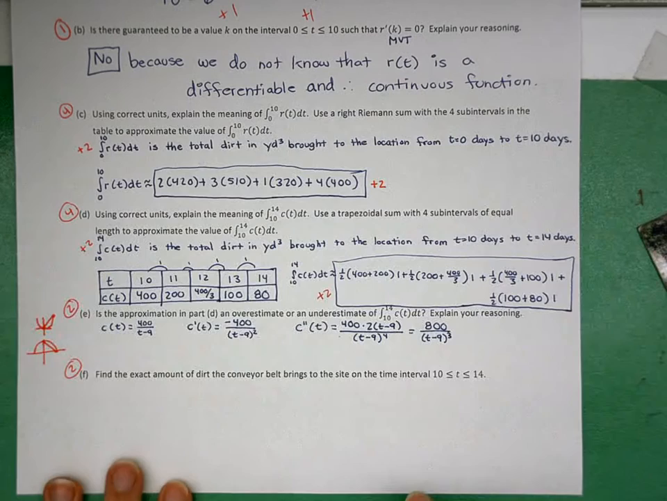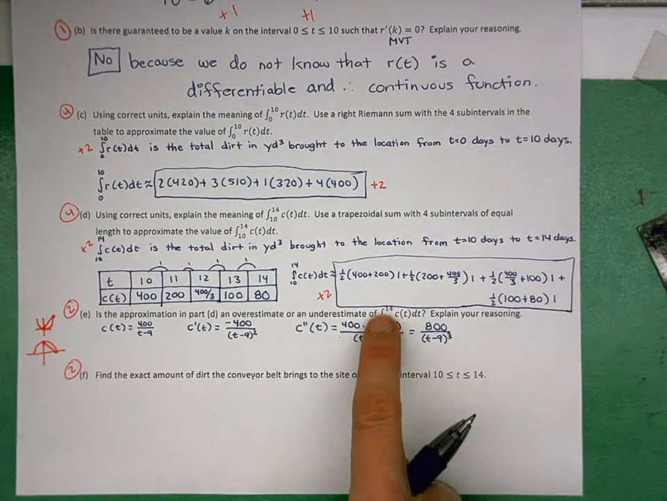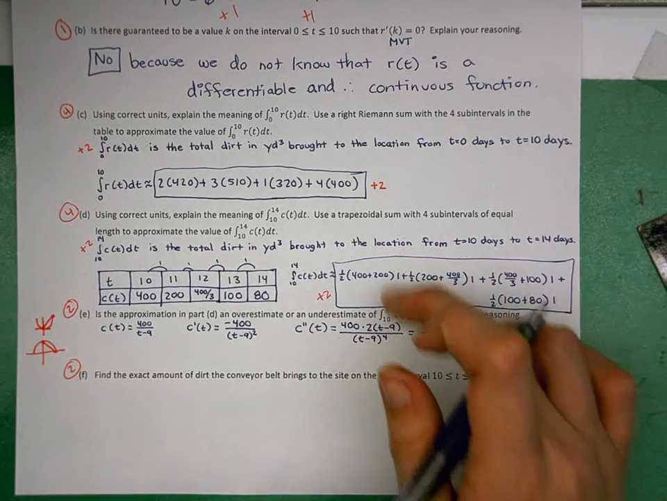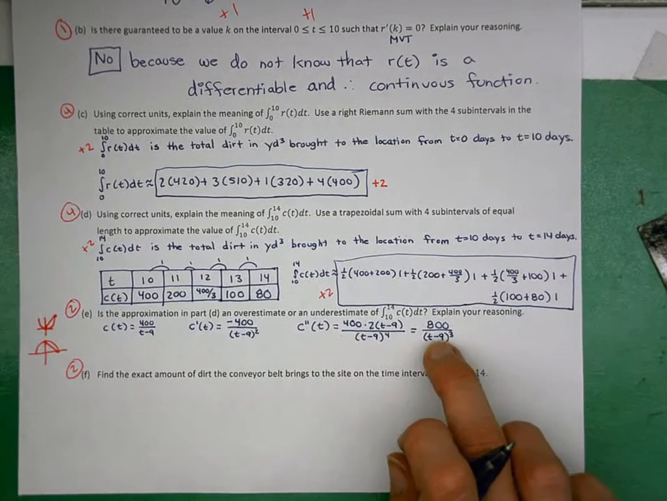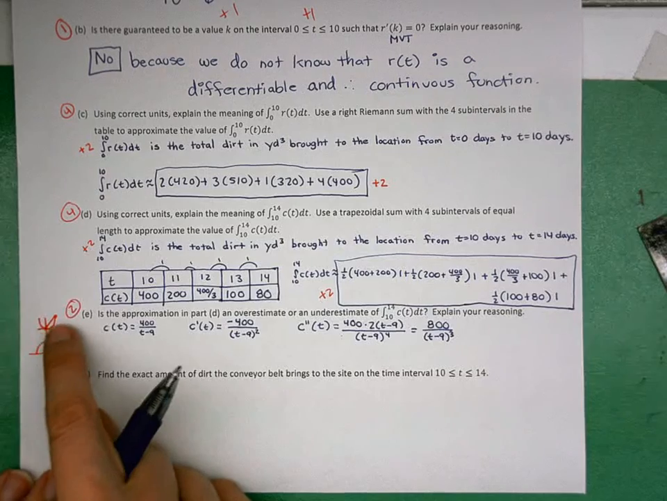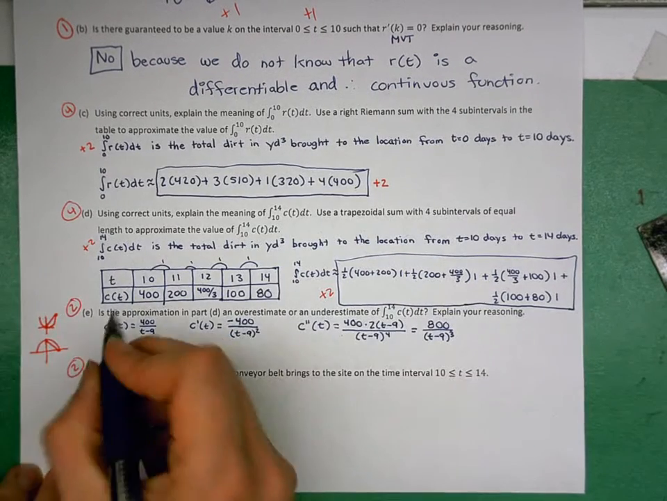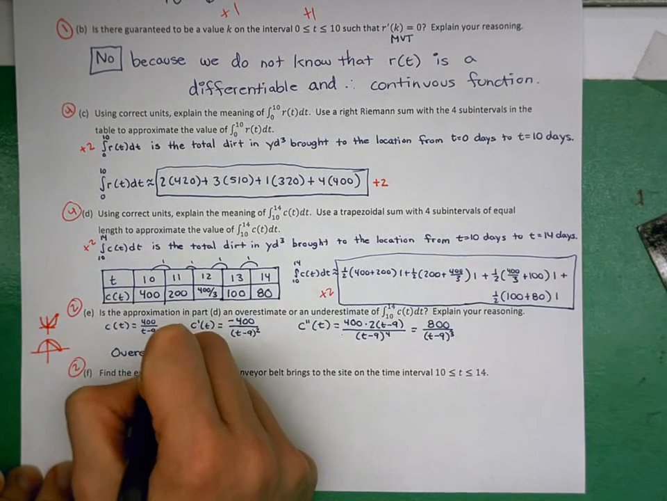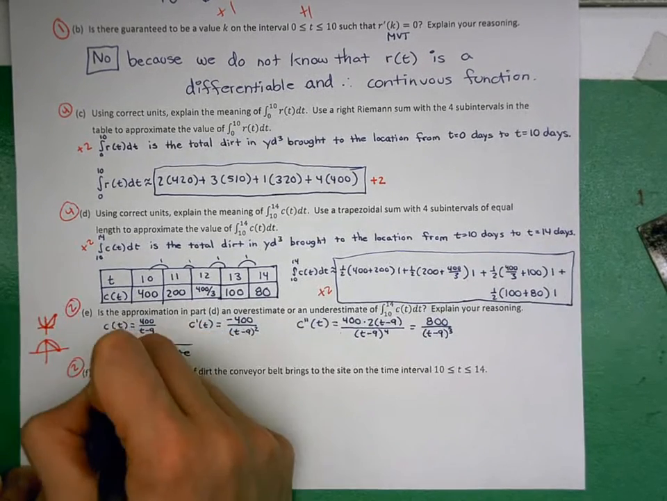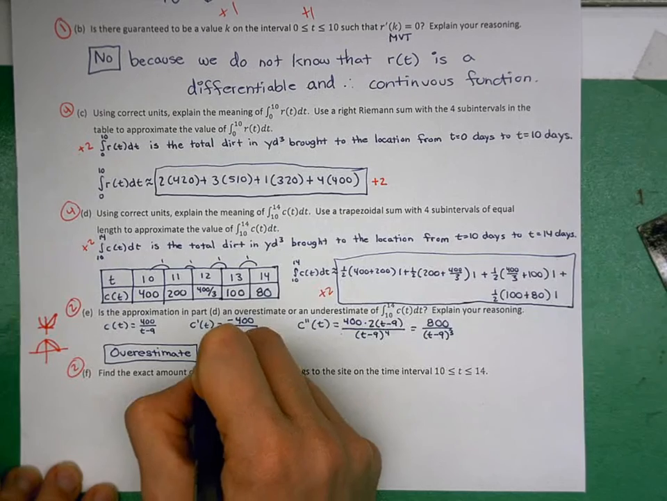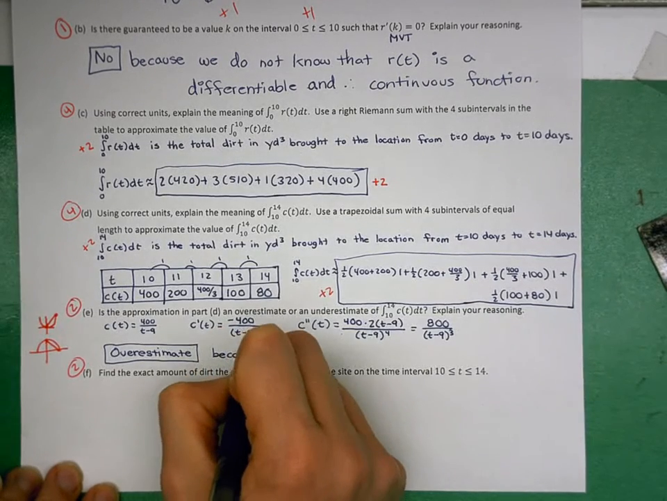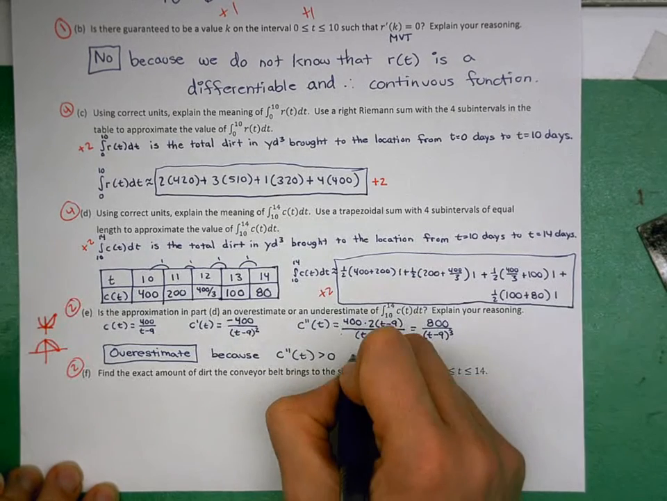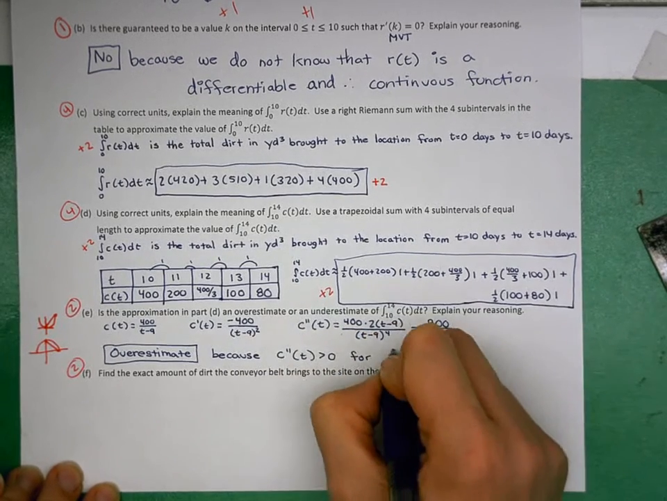And so what does that mean my second derivative is for this interval? No matter what number I plug in for 10 to 14 here, this second derivative then is always positive. My function is always concave up. And so my trapezoidal is an overestimate. Because my second derivative is positive for 10 to 14.